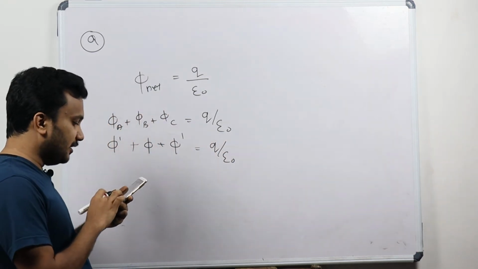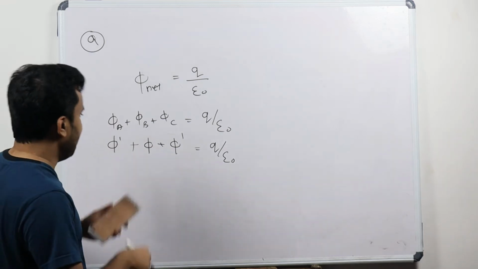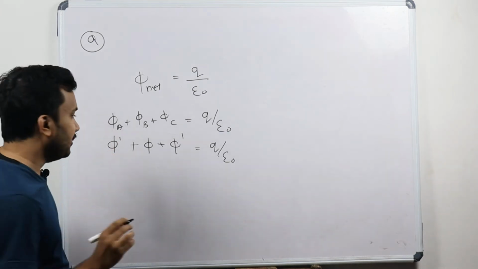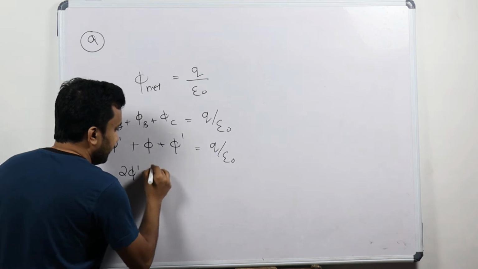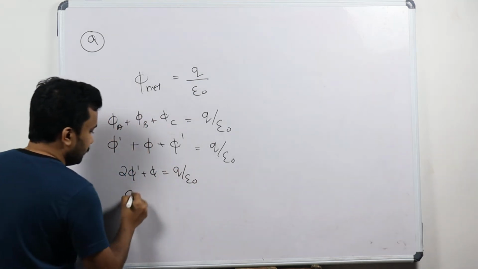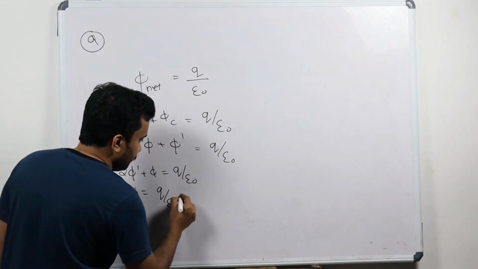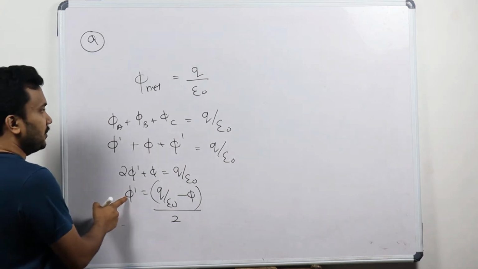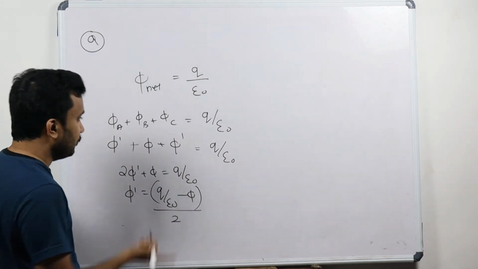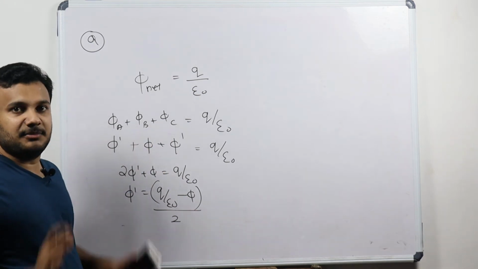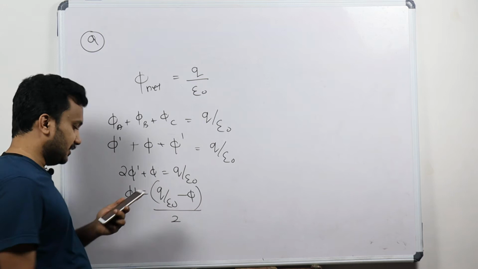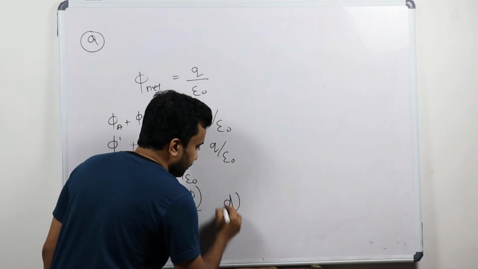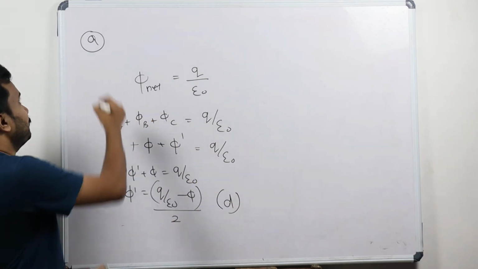Okay, now I'll go to the question again. Flux linked with the plane surface A. So A means phi dash. So we need to find out phi dash. So 2 phi dash plus phi equals Q by epsilon 0. So phi dash equals (Q by epsilon 0 minus phi) divided by 2. This is the flux associated with surface A, or this is also equal to the flux associated with surface C, because both are identical, and we got this answer: (Q by epsilon 0 minus phi) divided by 2. This matches with your option number D. Option D is the right answer for the 9th question.